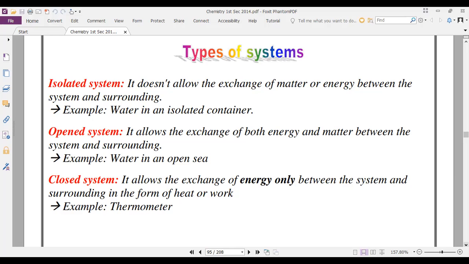Okay, Mariam? So what's meant by isolated system? It doesn't allow the exchange of matter or energy between the system and surrounding. Example, water in an isolated container. It's called isolated system. Okay. Can you give me another example about isolated system?